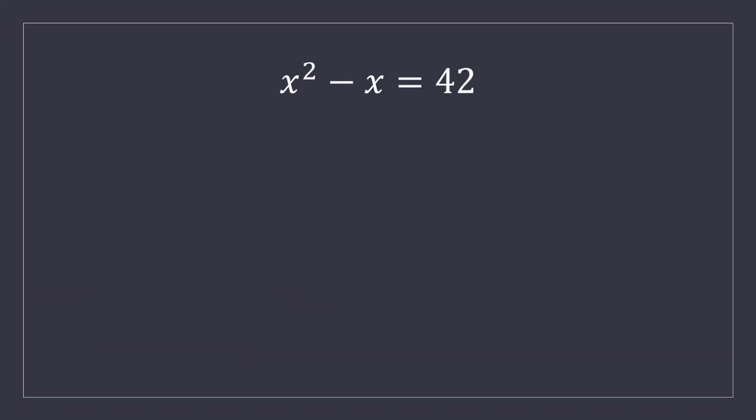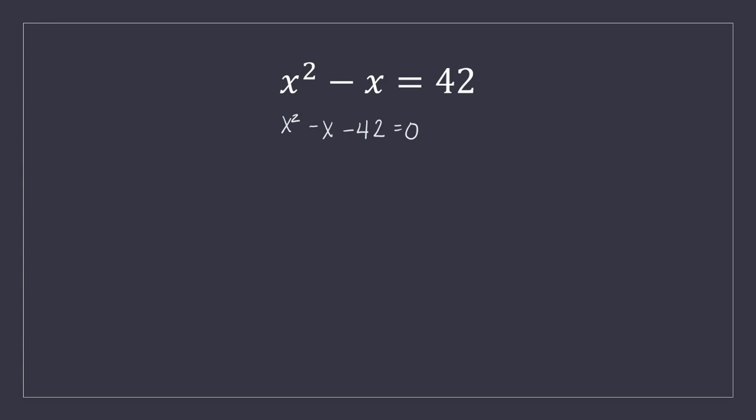So looking at this equation, this is very clearly not equal to 0. So how do I get it equal to 0? Well, I need to do something with that 42. I'm going to do the opposite, which is, because it's positive, I'm going to subtract it to the other side. So now I have x squared minus x minus 42 is equal to 0.